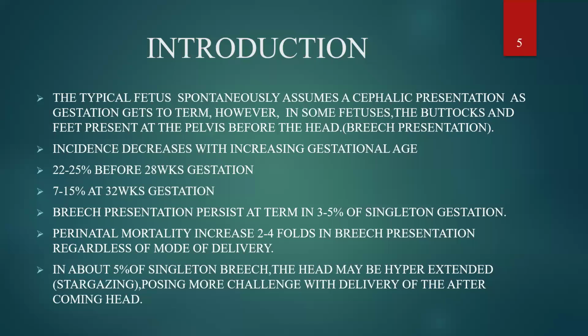We have 22 to 25% occurring before 28 weeks, 7 to 15% at 32 weeks gestation, and by term, it's usually 3 to 5% of singleton gestations. Perinatal mortality increases 2 to 4 folds in breech presentation, regardless of the mode of delivery. In about 5% of singleton breech, the head may be hyperextended, what is typically called the stargazing sign, and this poses more challenge with the delivery of the aftercoming head.